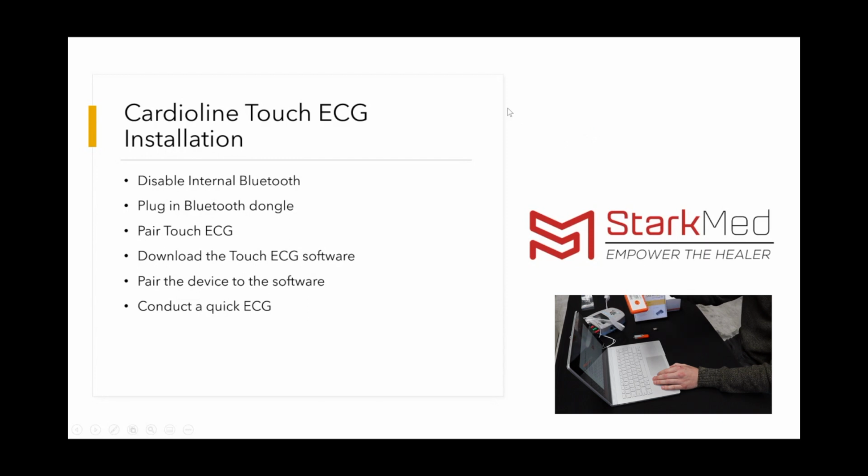After that, we're going to pair the TouchECG to that new Bluetooth connection. From there, we're going to download the TouchECG software. We're going to pair the device to the new software, which is found on the orange USB stick. And then finally, we're going to conduct a quick ECG.